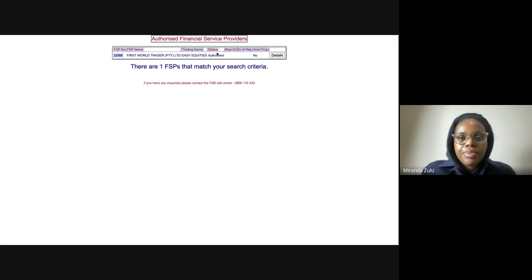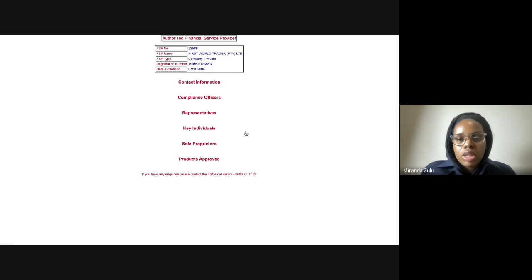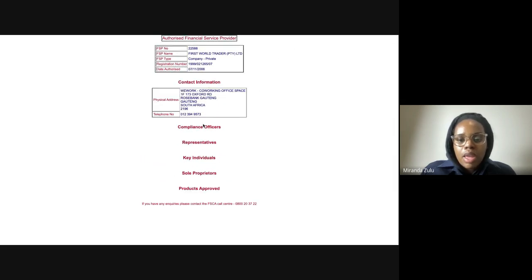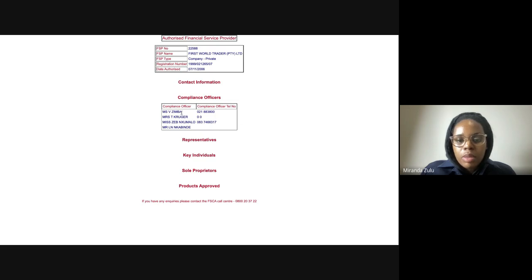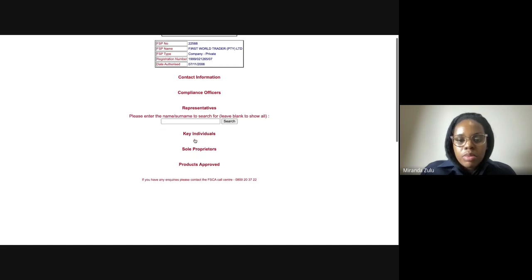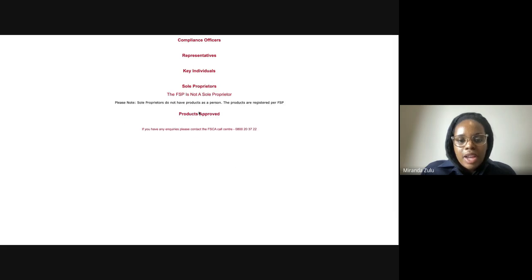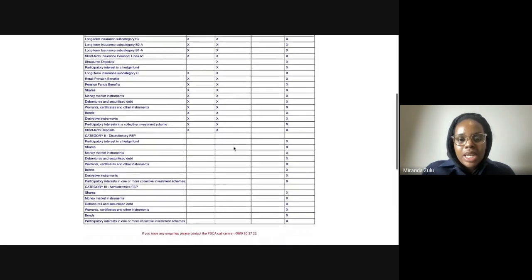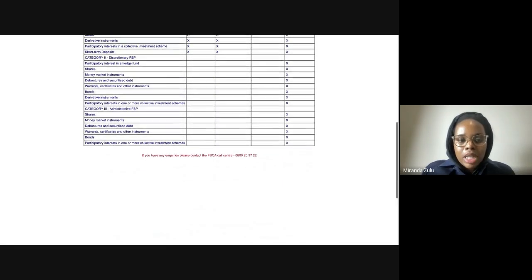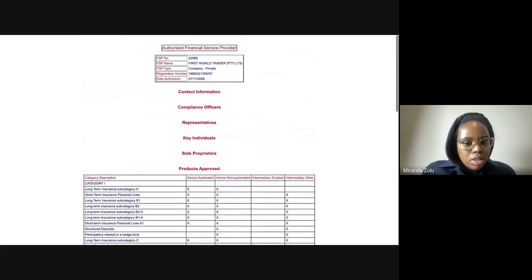There's a FSP license. It's authorized, and so you can get more details on the company. You can find out where to contact them, compliance officers, the people that are registered key individuals, and all of that. So you'd find that information on there. If the company is not on here and it's an investment company, do not invest.